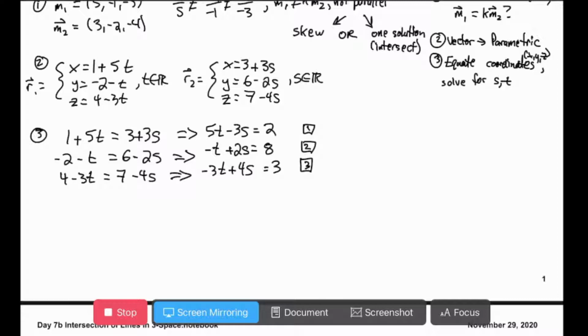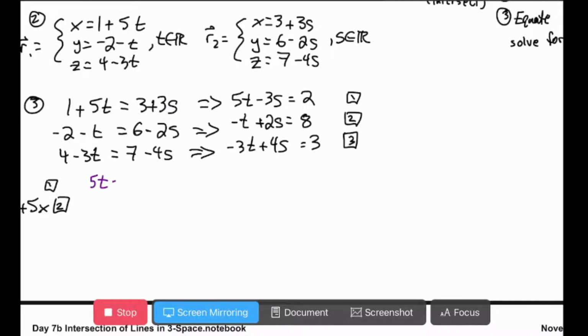I think I'm going to work with equation 1 and 2, and I'm going to eliminate t. So I'm going to have equation 1 plus 5 times equation 2. Equation 1 is just going to be the same, just chilling there: 5t minus 3s equals 2. And then 5 times equation 2, negative 5t plus 10s equals 40.